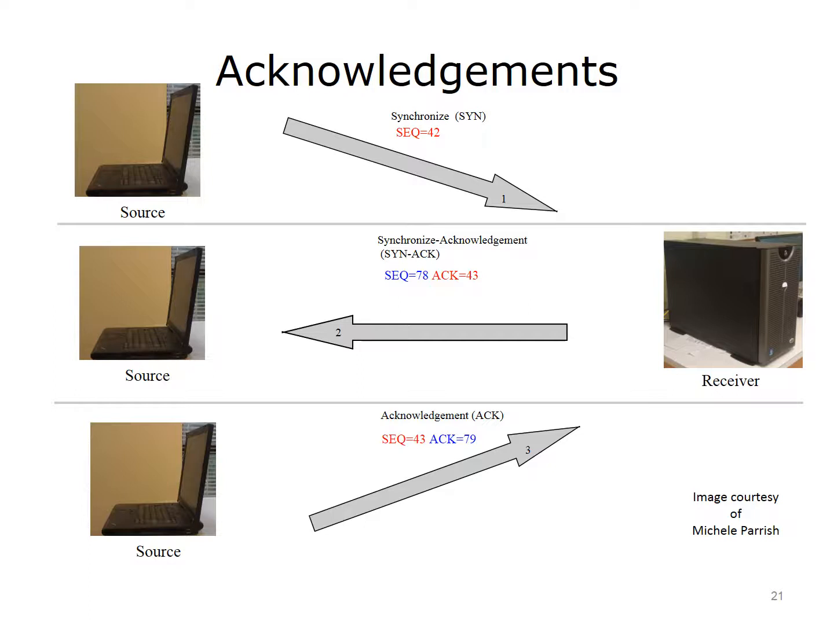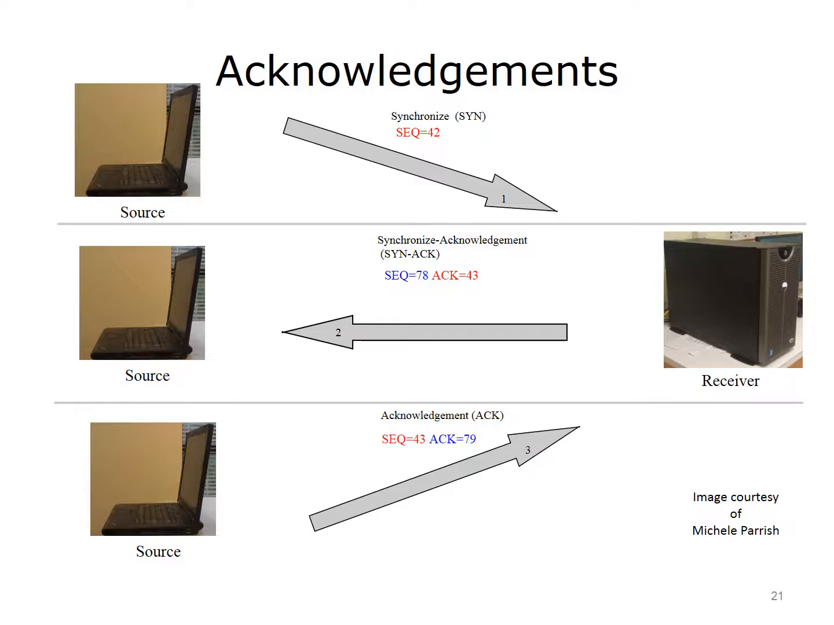So in this case, 43. This is what is called an expectational acknowledgement. The sequence number that the server chooses for the packet is another random number, B. In our diagram, 78. Lastly, the client will send an ACK back to the server.